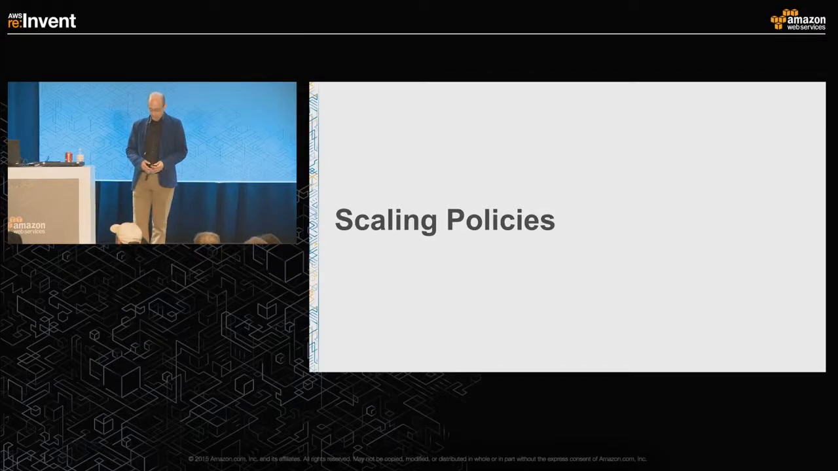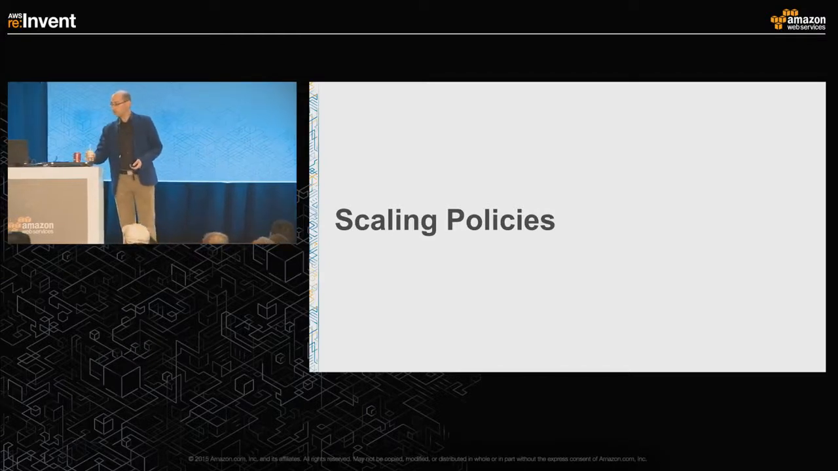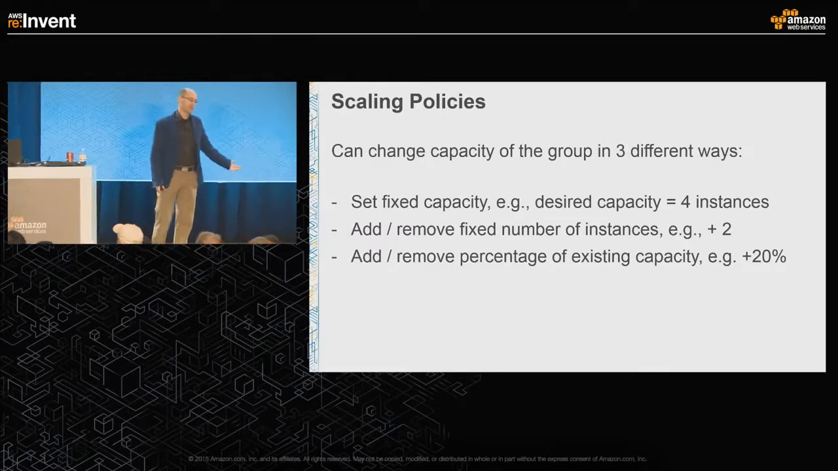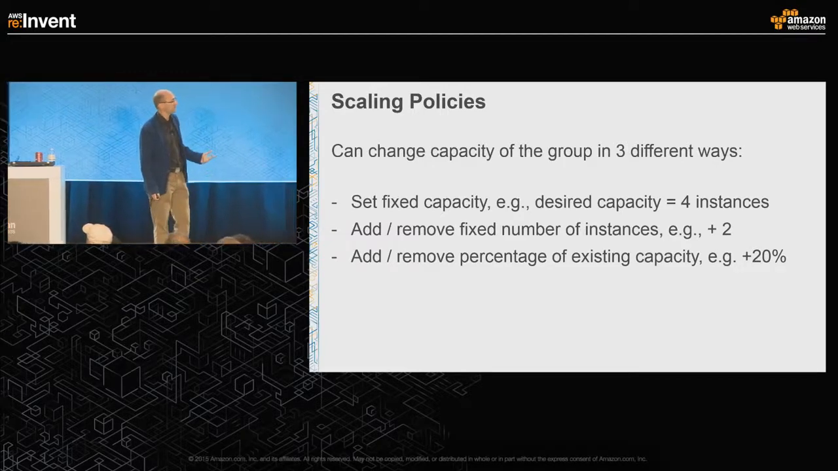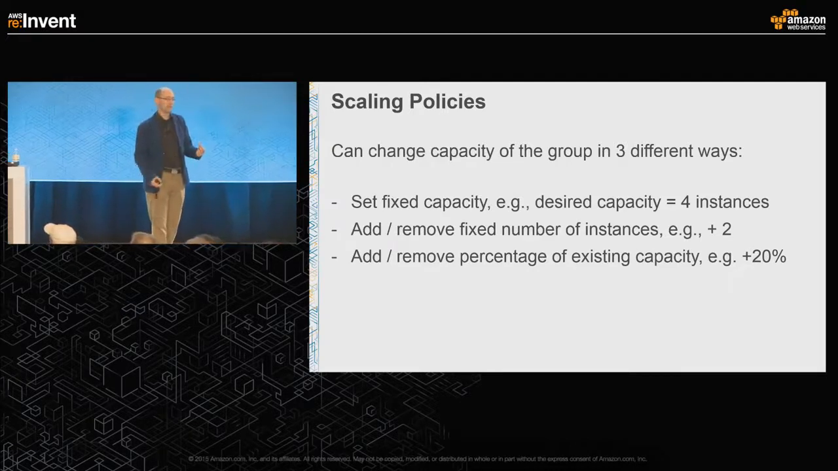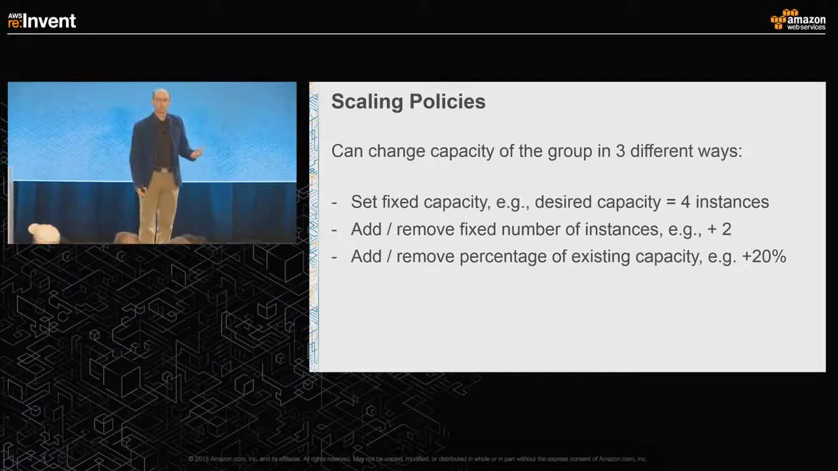Okay, let's have a quick look at the various flavors of scaling policies which we have. So now a scaling policy basically tells autoscaling when to change capacity. Okay, there's 3 different ways to do it. So first of all, you can tell it how many instances you want, right? I mean, that's fairly static. It's also useful, especially if you have like scheduled scaling, right?